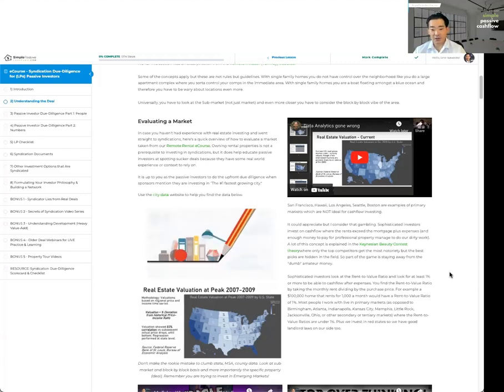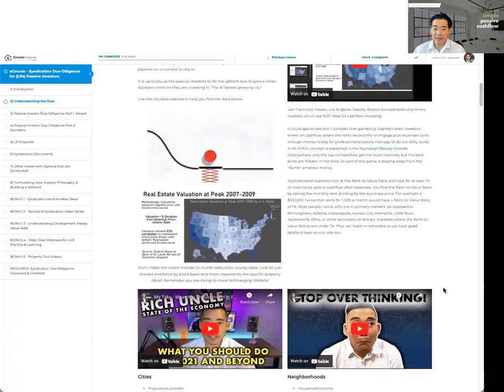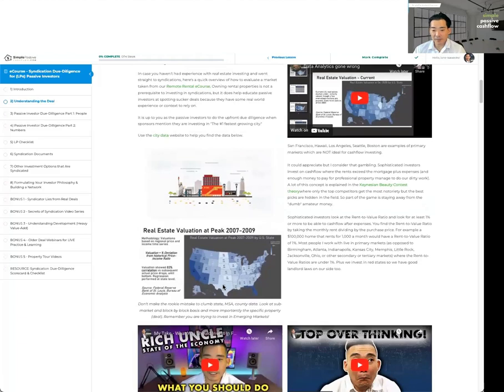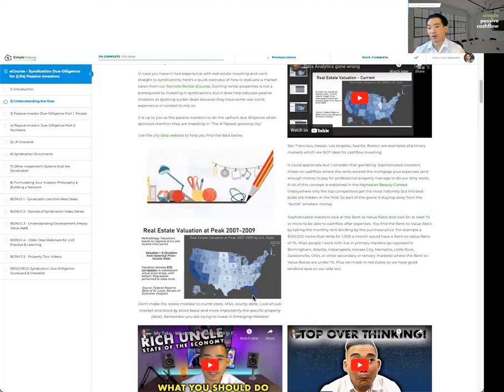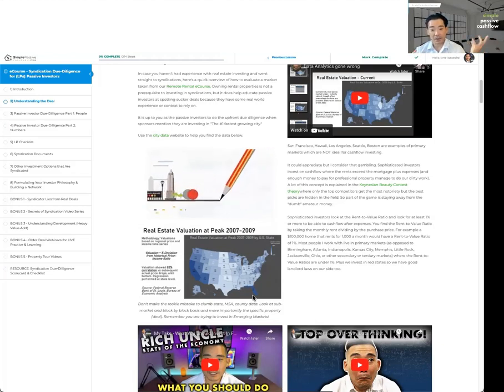The problem with tertiary markets is that they're smaller. They don't have as robust economies such as Houston, Texas, Dallas, Texas, or Phoenix, Arizona. The other thing I mentioned right here is that a lot of investors, when you're getting started, may look at data on a state-by-state basis or even an MSA basis. An MSA is a metropolitan area like Seattle, Tacoma, or the Dallas area, Houston area. And that would be a mistake.